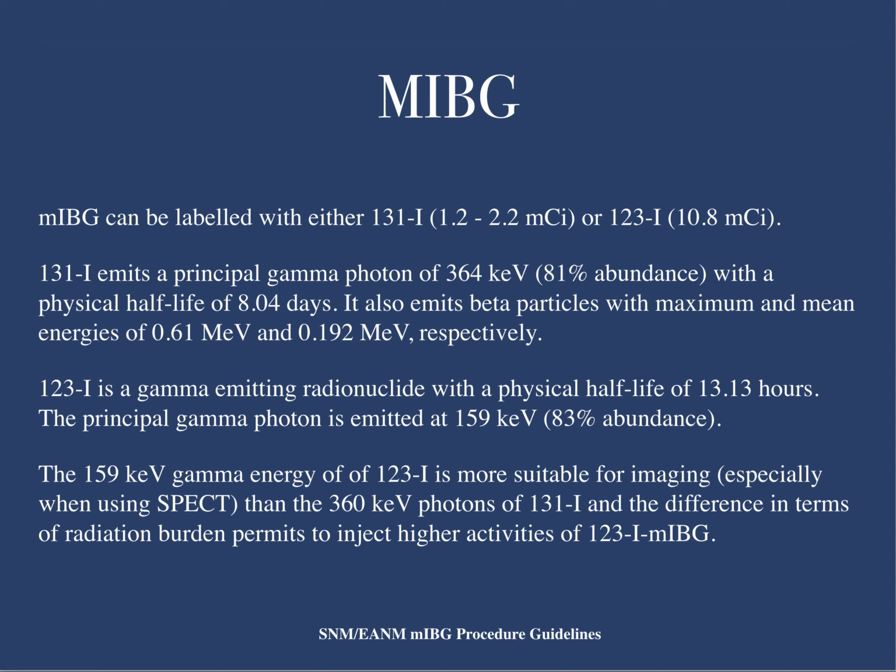MIBG can be labeled with both I-131 and I-123. Obviously, I-123 is the preferred labeling agent in the modern world, although in the past I-131 was not that uncommon. And I-123 is obviously better for imaging just because of the energy of the gamma particle that it emits, which makes it much more friendly, as well as having much less radiation.